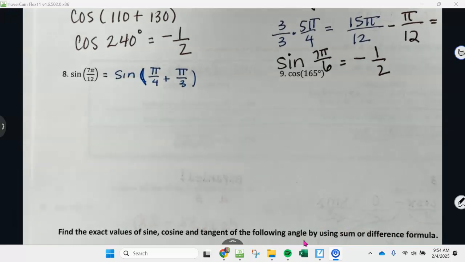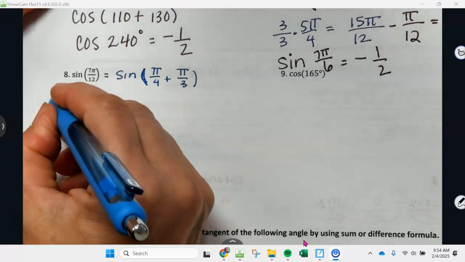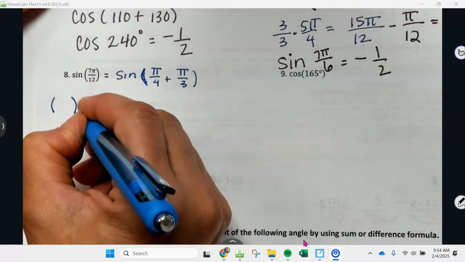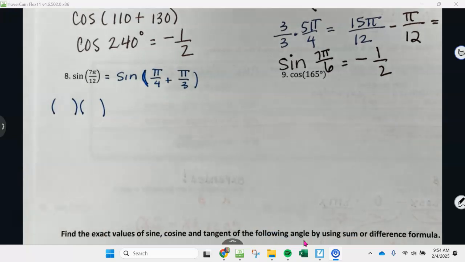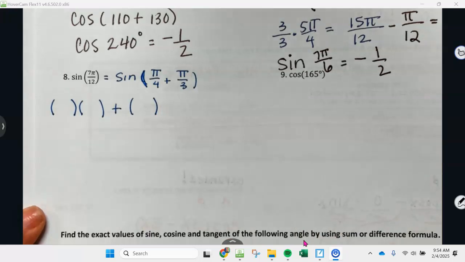Look up here. Every one of these that you do not have to memorize, it is always alpha, beta, alpha, beta. First angle, second angle, first angle, second angle. Even the tangent, first angle, second angle. So I'm going to draw a little setup here. This is sine. So sine is going to be sine alpha times cosine beta plus cosine alpha times sine beta.